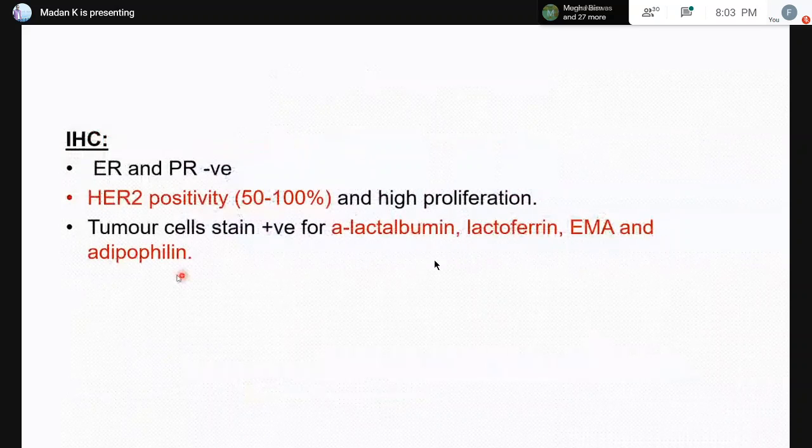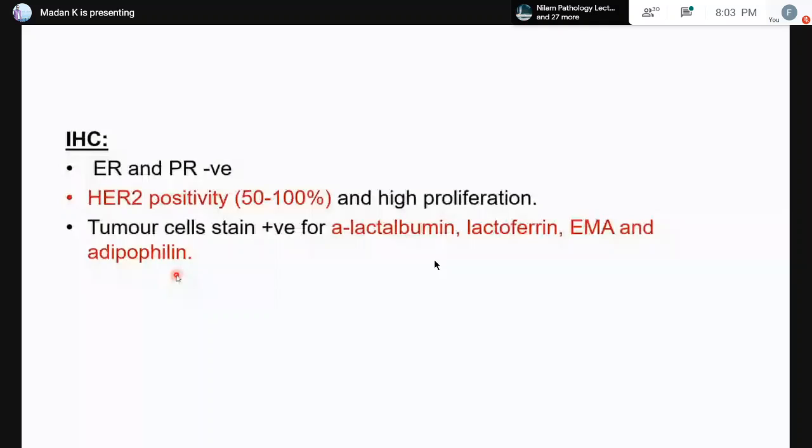Coming to the ER, PR status of this tumor, with very limited data, most of the studies or case reports have shown that ER and PR are negative in these cases. However, HER2 has been reported in up to 50 to 100% of the cases.